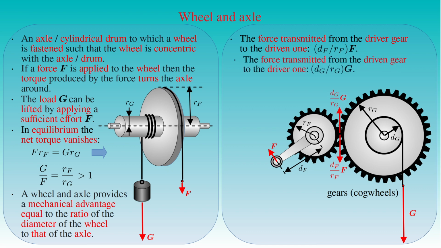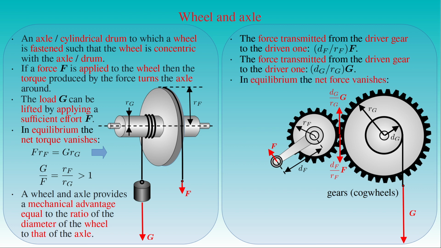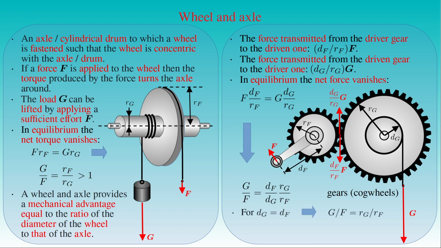Similarly, the ratio of dG to RG times the force G is transmitted from the greater gear to the smaller one at the interlocking point. Here the transmitted forces are tangent to the cogwheels and have opposite direction. In equilibrium, the net force exerted at the interlocking point vanishes, and we can write that the magnitude of the force F times the ratio of dF to RF is equal to the magnitude of the force G times the ratio of dG to RG. Then the ratio of G to F is given by the ratio of dF to dG, times the ratio of RG to RF. If the lever arms dG and dF are equal, then the ratio of the load to the effort is equal to the ratio of the radii of the cogwheels.